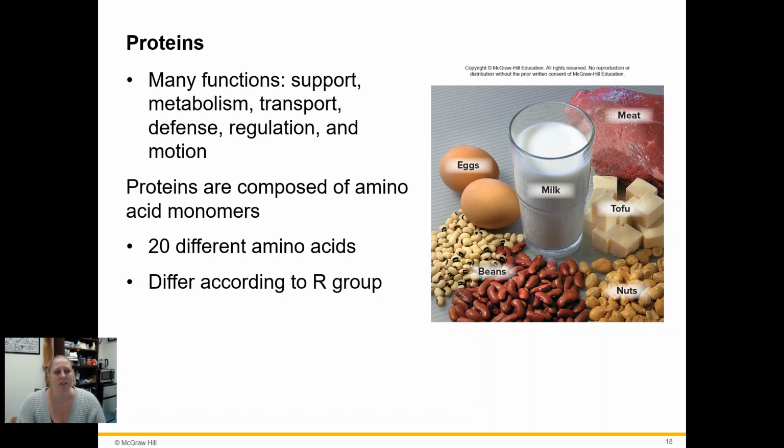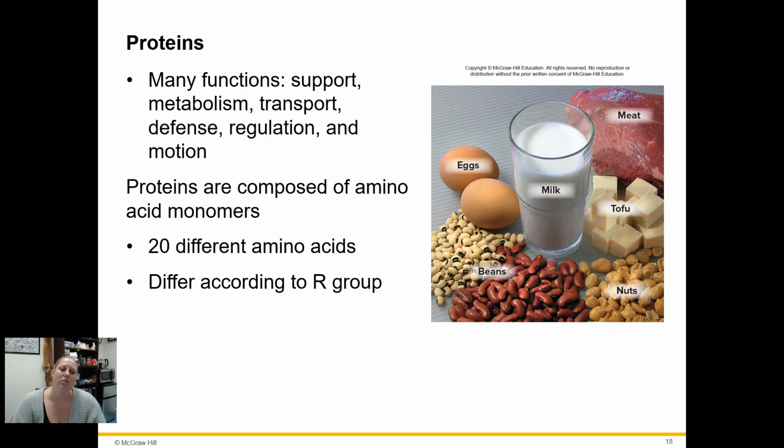And that's because proteins do support, they do metabolism, they do transport, defense, regulation, motion. You cannot move without proteins, your nails, your hair, all of the things, okay? But when we think about proteins, generally people think about meat and nuts and beans and eggs, and that's fantastic. Those are great examples of proteins, okay?